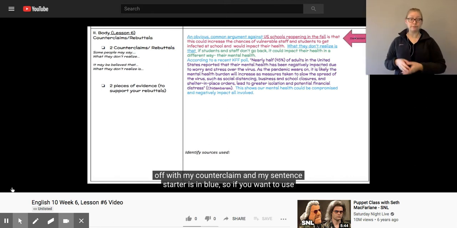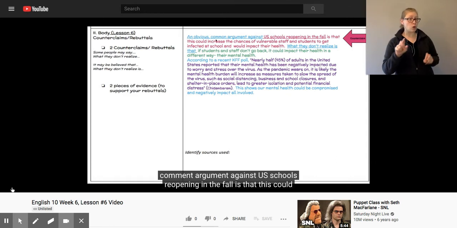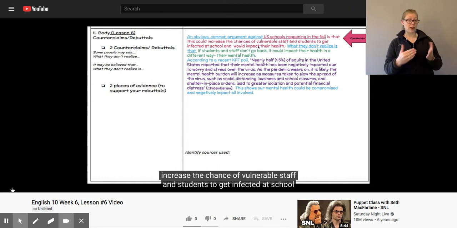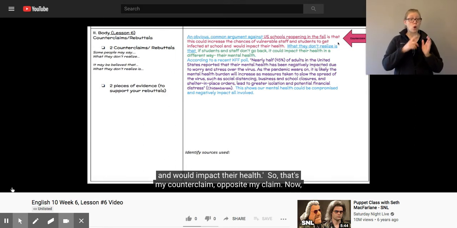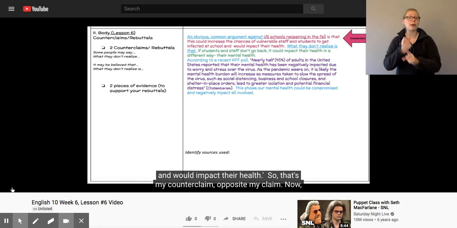So I'm going to start off with my counterclaim. And my sentence starter is in blue. So if you want to use this sentence starter for your own counterclaim, you could. An obvious common argument against U.S. schools reopening in the fall is that this could increase the chance of vulnerable staff and students to get infected at school and would impact their health. So that's my counterclaim, opposite my claim.